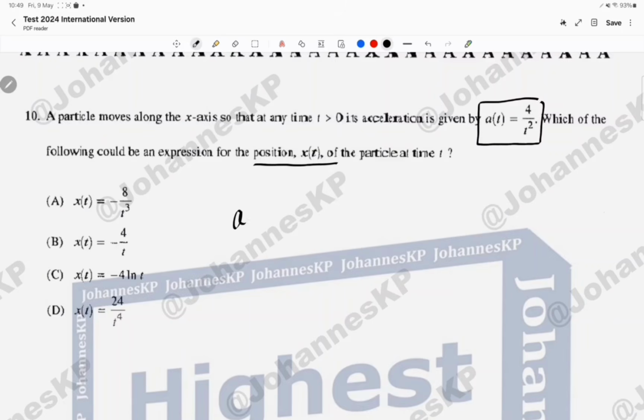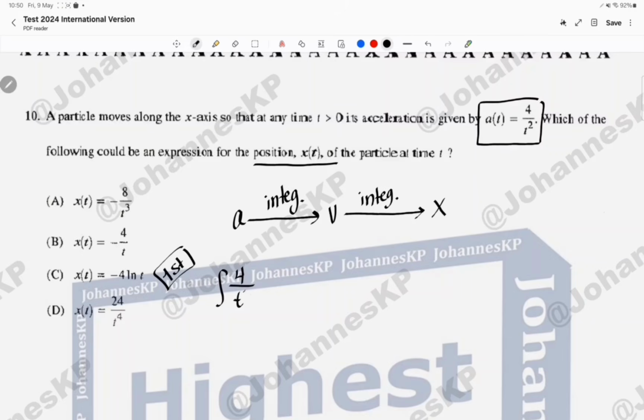You have to integrate one time to get velocity. You have to integrate a second time to get distance. We have to integrate twice. So let's do the first integration. So you're going to have to do the integral of 4 over t to the power of 2 dt.